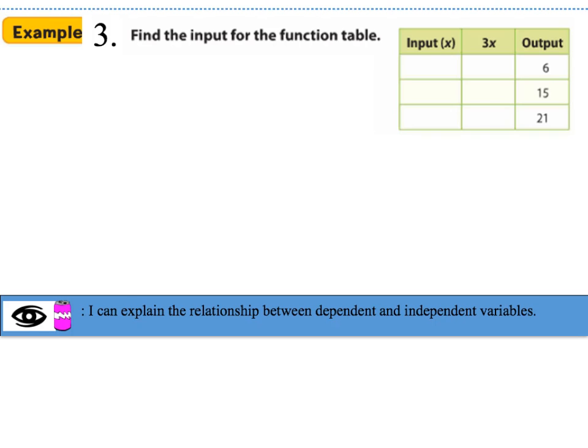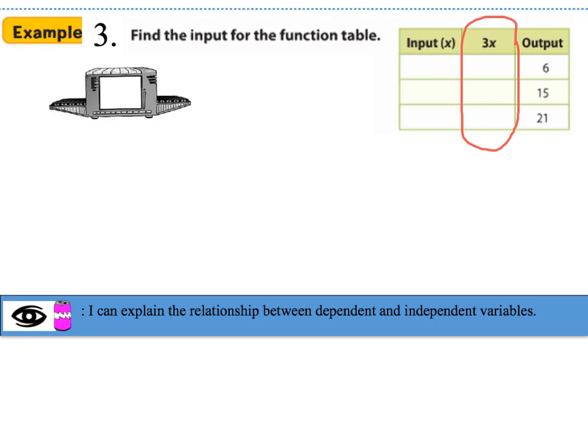Instead of them giving us the input, they're now giving us the output. So they give us the relationship. The relationship is in this box right here. The relationship between the input and the output is 3 times x. So I can write it like this: 3 times x should equal my output.